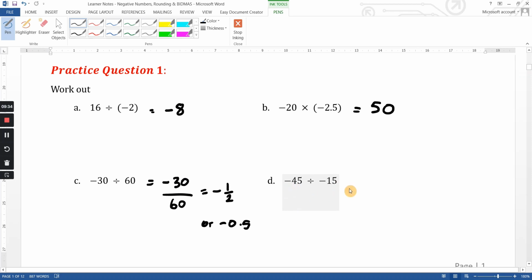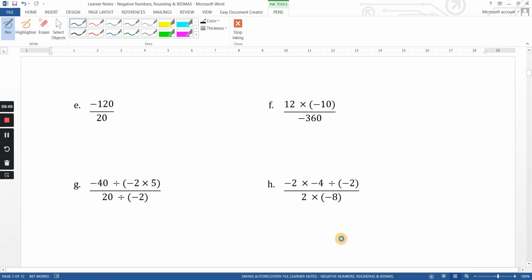Yeah, again, minus with a minus, that's going to give me a plus. And how many 15s go into 45? That's exactly 3. E, that's going to give me minus, how many 20s go into that is exactly 6.